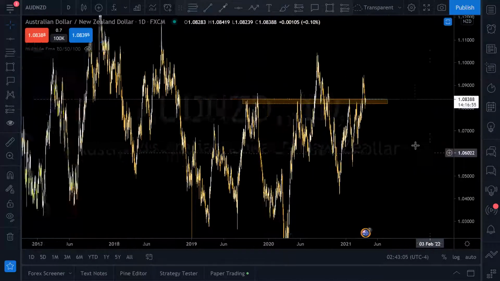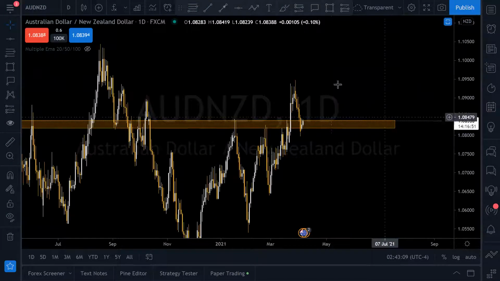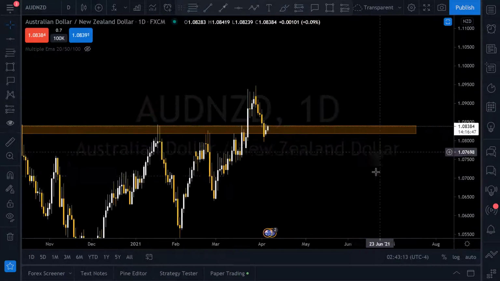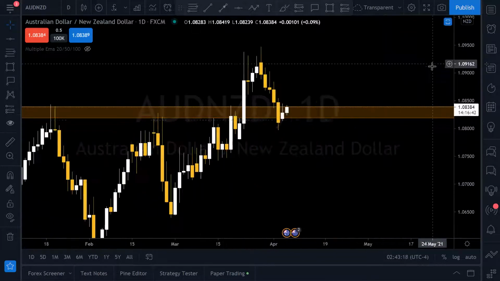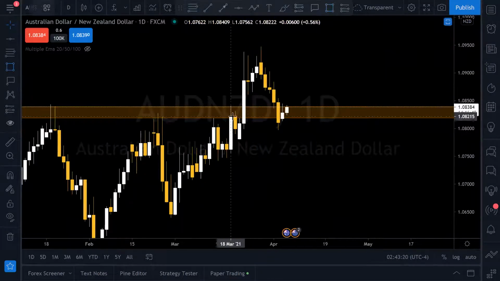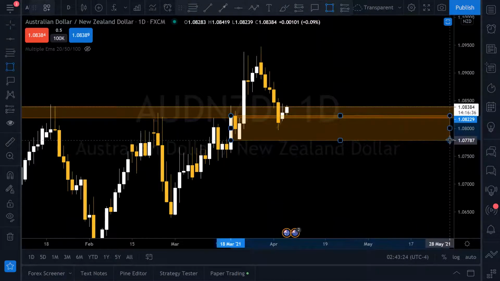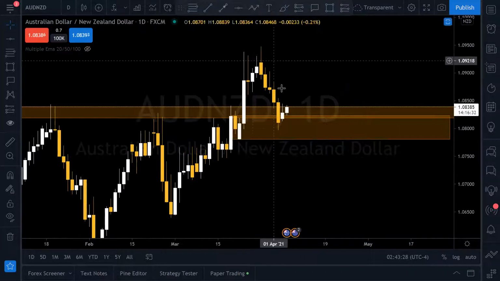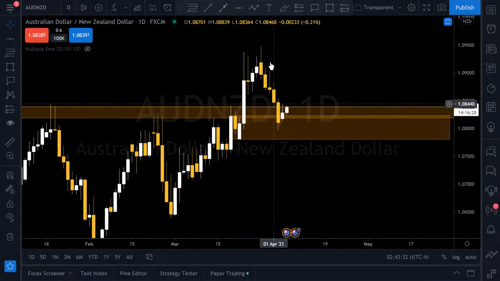Now, another thing. I pointed this out last time during my initial analysis, right? What I did not point out was the fact that there was a demand zone sitting right here. This demand zone makes all the difference in the world. Why? Well, we came into it and now we get a reaction from it. But is that enough for you?